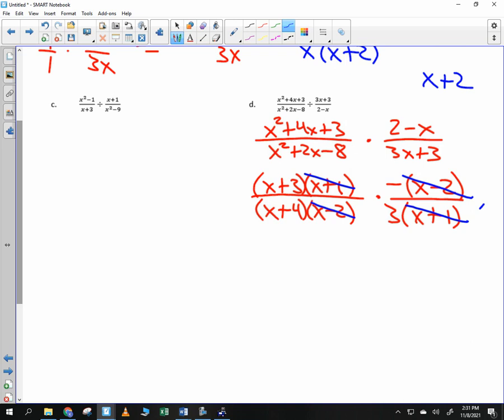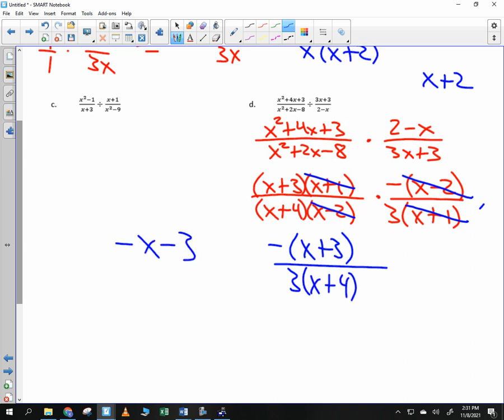So what do I have in the top? Negative x plus 3, and then what do you have in the bottom? Now, if you wrote your final answer as negative x minus 3 over 3x plus 12, that's fine. I mean, I'll accept that as well. But you know, they're the same answers. I'm not asking you to write it as factored form or not. Please be ready to factor out a negative from time to time.